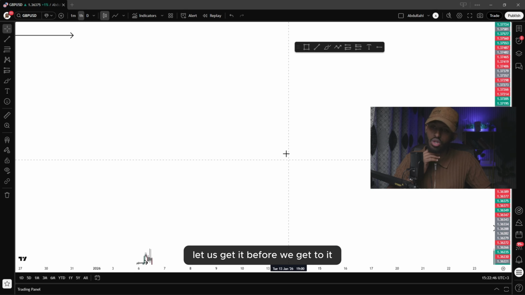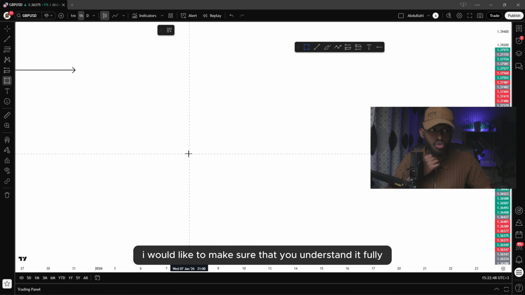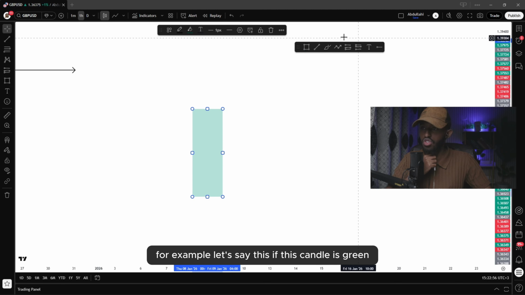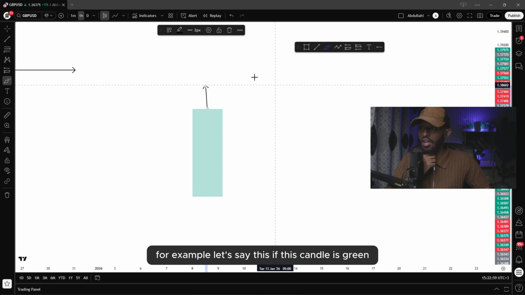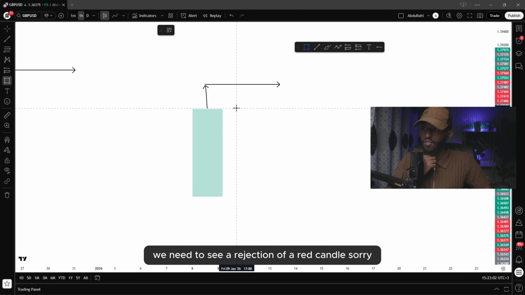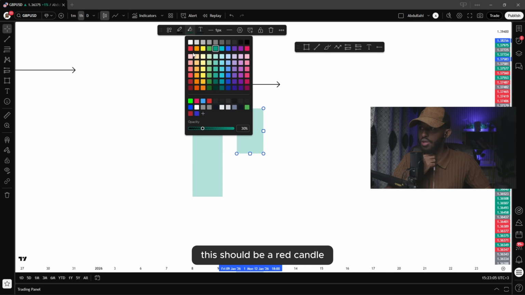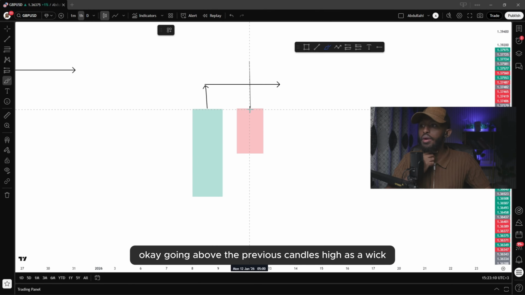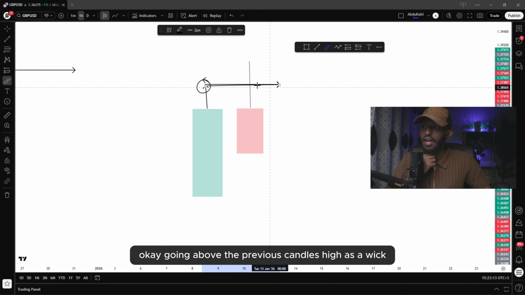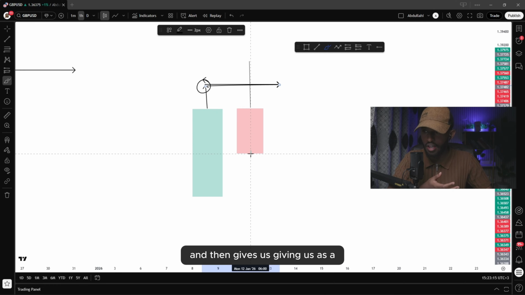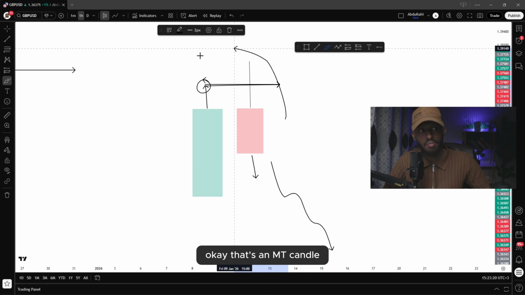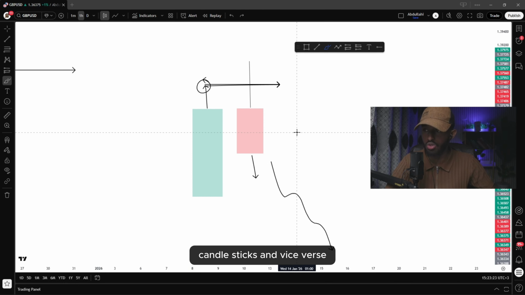Before we get to the examples, I would like to make sure that you understand it fully. An empty candle is a candle that gives us a rejection. For example, if this candle is green, we need to see a rejection by a red candle. This should be a red candle, and we need to see a wick going above the previous candle's high, and then closing bearish. If we want to go down, that's an empty candle, which is a bearish momentum candlestick.